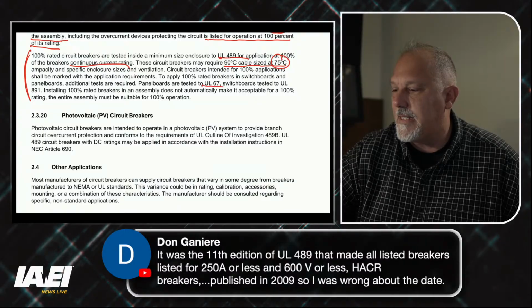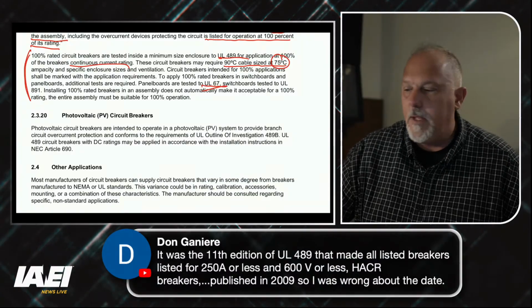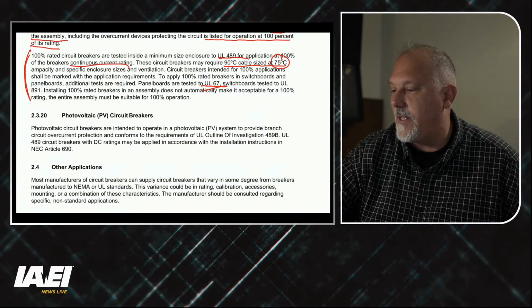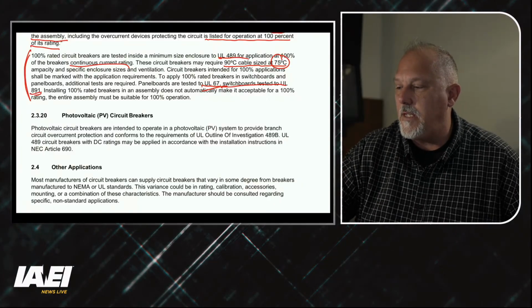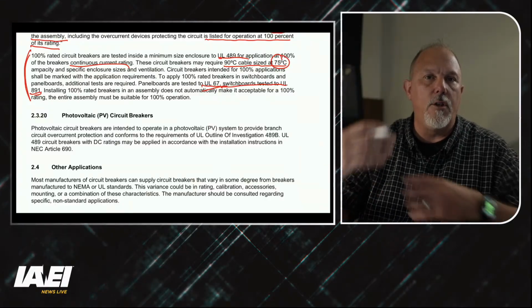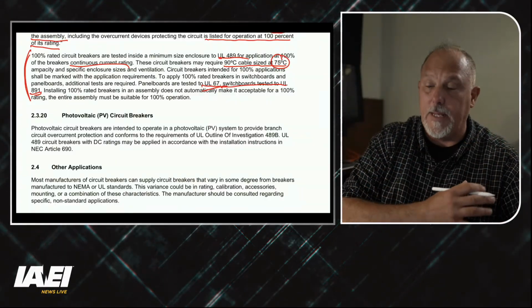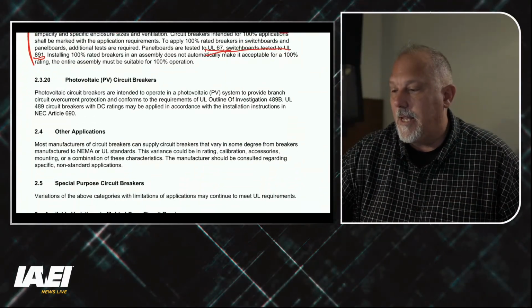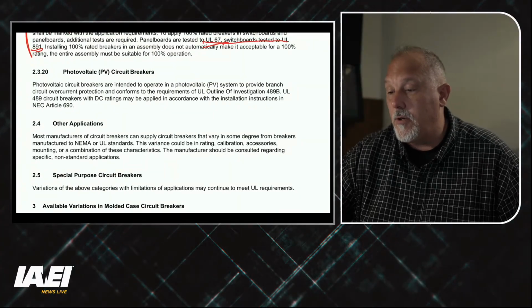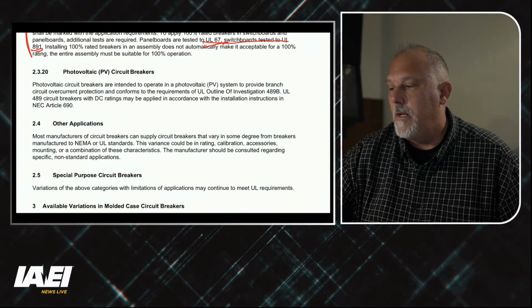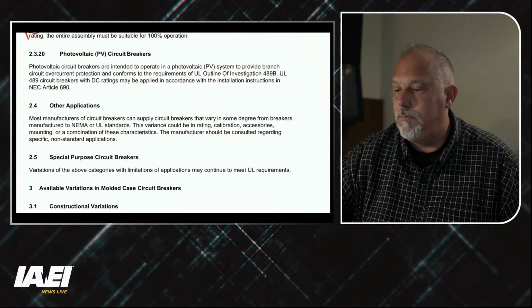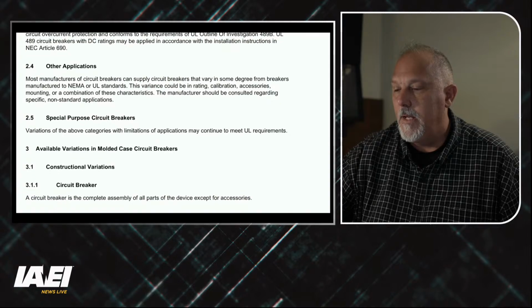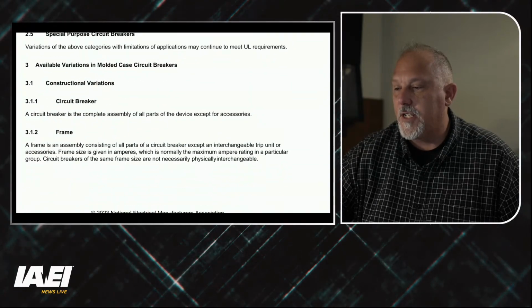And I like the way it says here, UL 489, UL 67 switchboards tested to UL 891. All of these, you have to make sure that not just the breaker, but the assembly is listed that way. You've got PV circuit breakers. That's a 690 thing. Other applications.